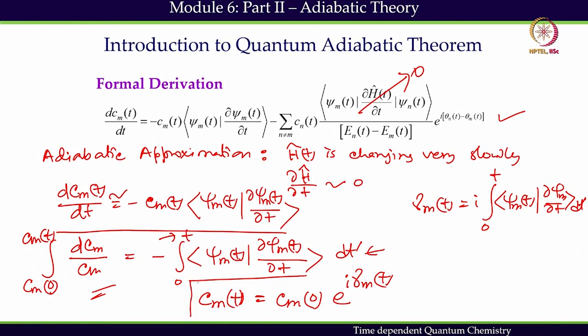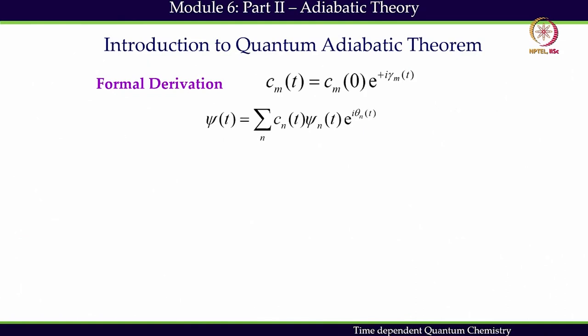So, what we are getting is that the expansion coefficient for each state is given by this expression. It will depend on the initial population at that state, and it will depend on another phase factor which is going to be introduced due to this adiabatic change.